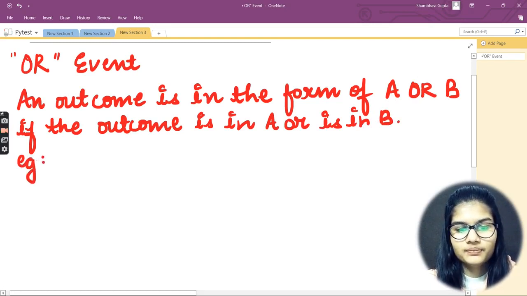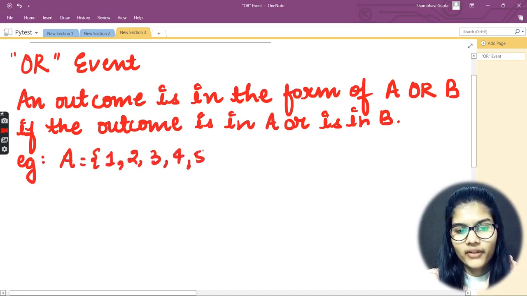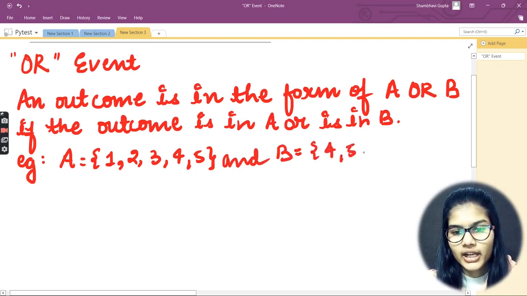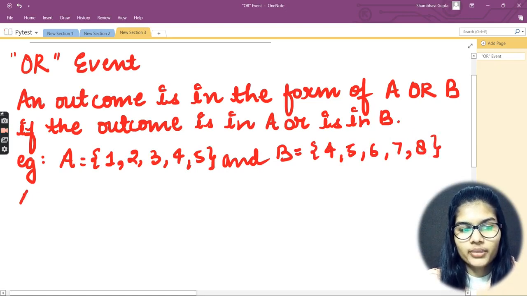Let's say you have an event A, and let's say that's 1, 2, 3, 4 and 5. Okay, let's say this is an event. And what about B? So B is equal to 4, 5, 6, 7, 8. Okay, this is B, whatever you are having.